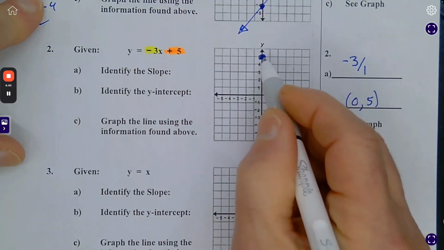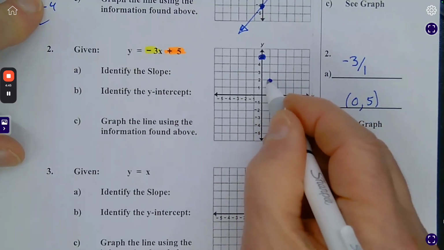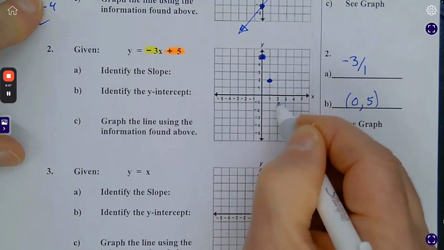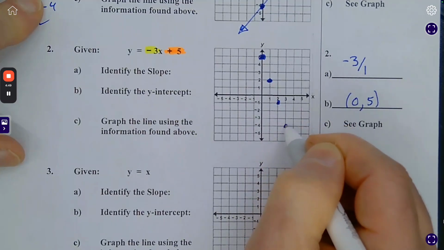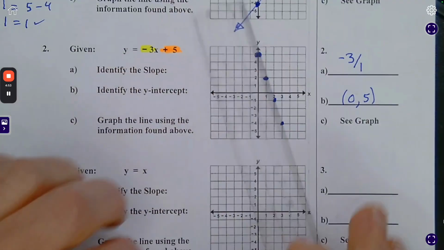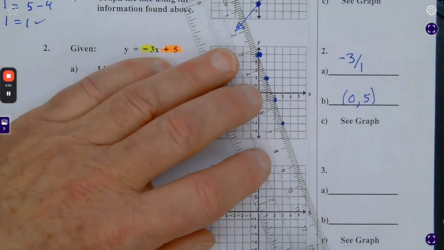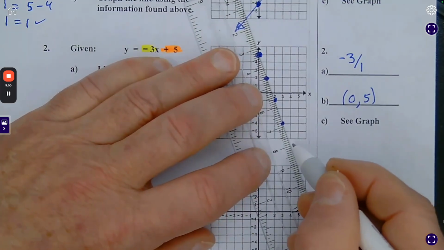Woo! Now I'm going to go down 3: 1, 2, 3, and over 1. If I can do it numerous times, I like to. It just makes my line more accurate, right? And you pick any one of those points and you substitute it in for x and y, and it'll make both sides equal. Try it. Pause the video. Try it.